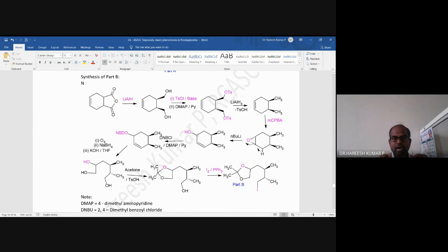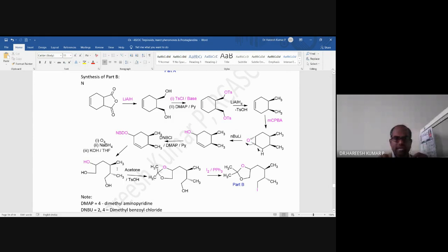The obtained alkenol, here hydroxy protection. The hydroxy group is protected by using DNB chloride. So it's a protecting group, an OH protecting group. DNB chloride, so chloride is going out and DNB is attached to oxygen. So from here to here, hydroxy protection.